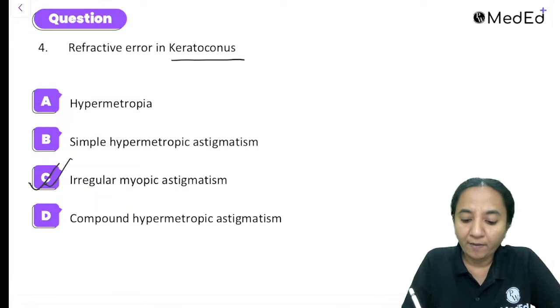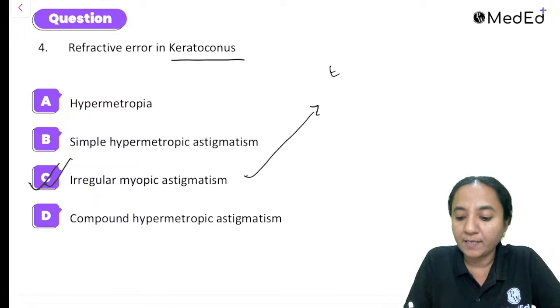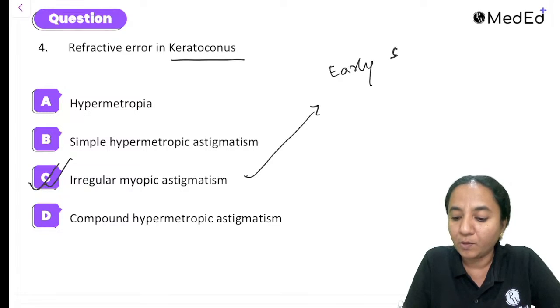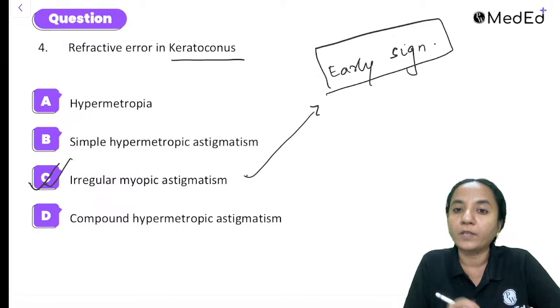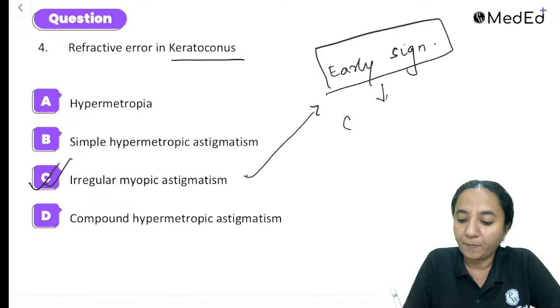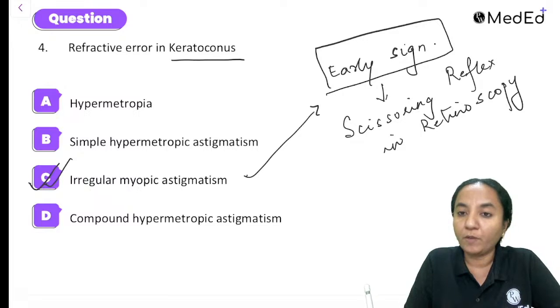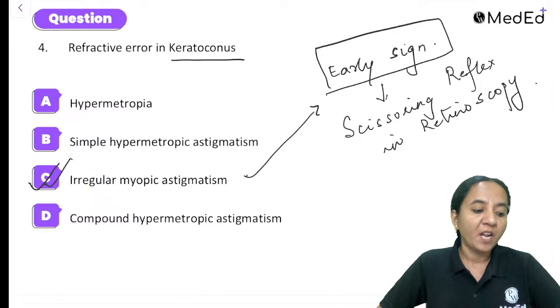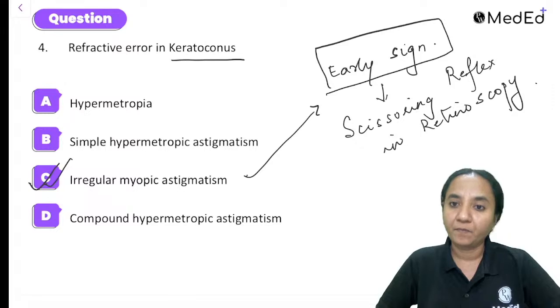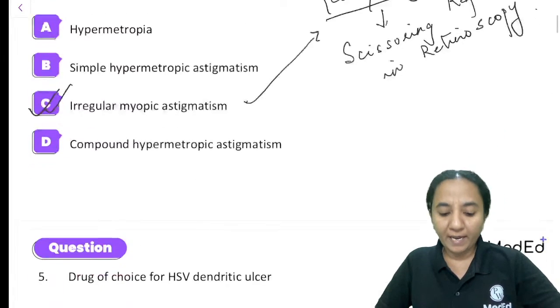And because of this irregular myopic astigmatism, what is the early sign that you see? This is also an MCQ. The early sign that you see in keratoconus because of this irregular myopic astigmatism is the scissoring reflex on retinoscopy. Again, another important question. Okay, let's go to the next question.